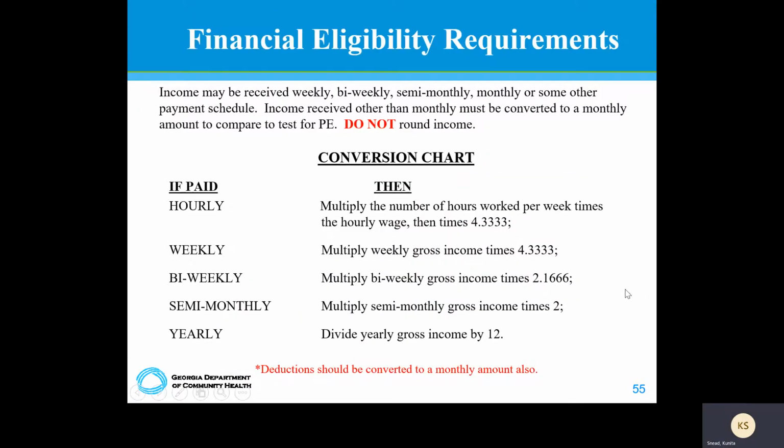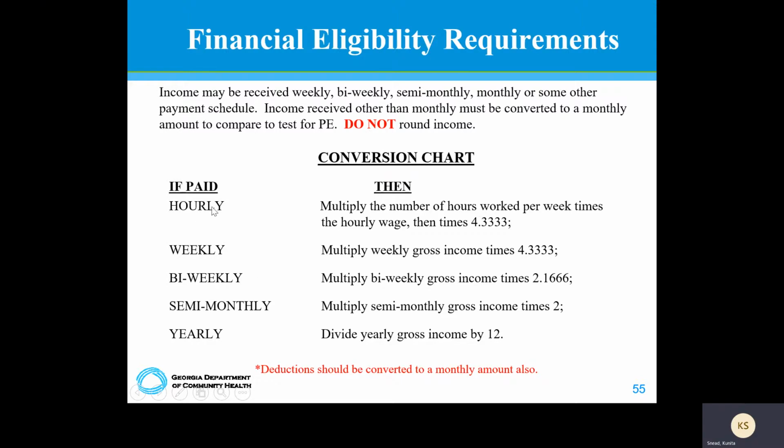Now we're going to talk about income and how we calculate their income and the deductions. So everything has to be in a monthly amount, because the income you see on the chart is a monthly amount. So their income has to be in a monthly amount before we compare it to the income limit. If their income or their deductions is not in a monthly amount, then you're going to use what we call a conversion factor in order to convert it over to a monthly amount.